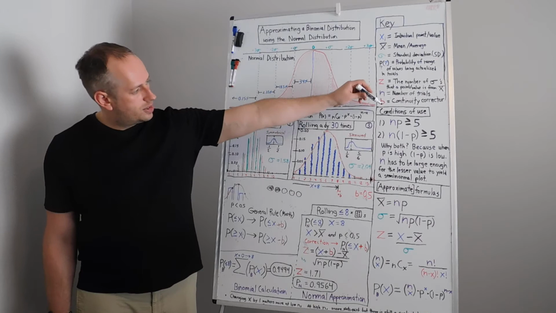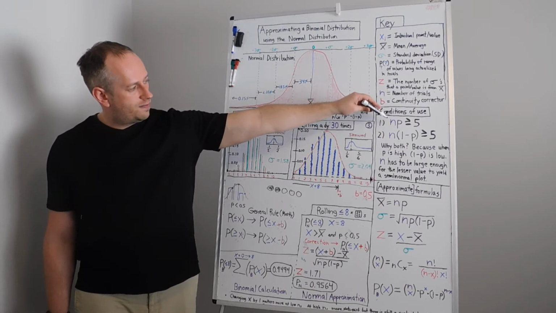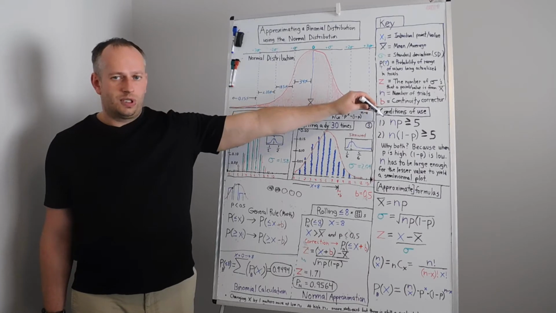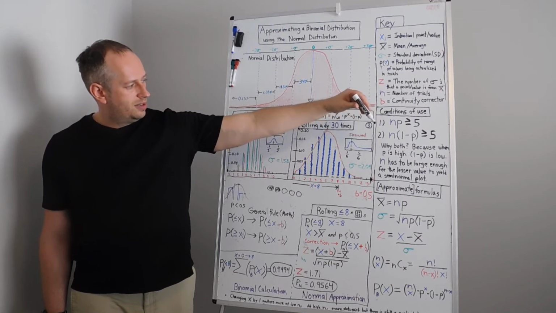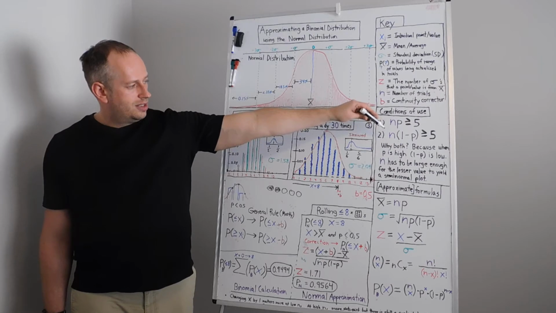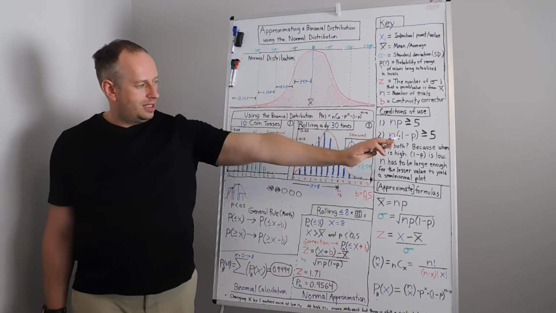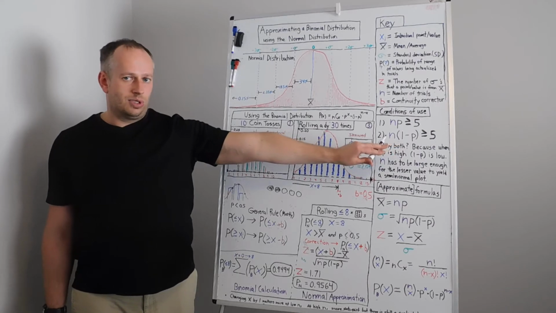So the conditions of using this are you find the average first. Is the average greater than or equal to 5? Then you find the probability of not getting the actual outcome you want once, and take it times the number.